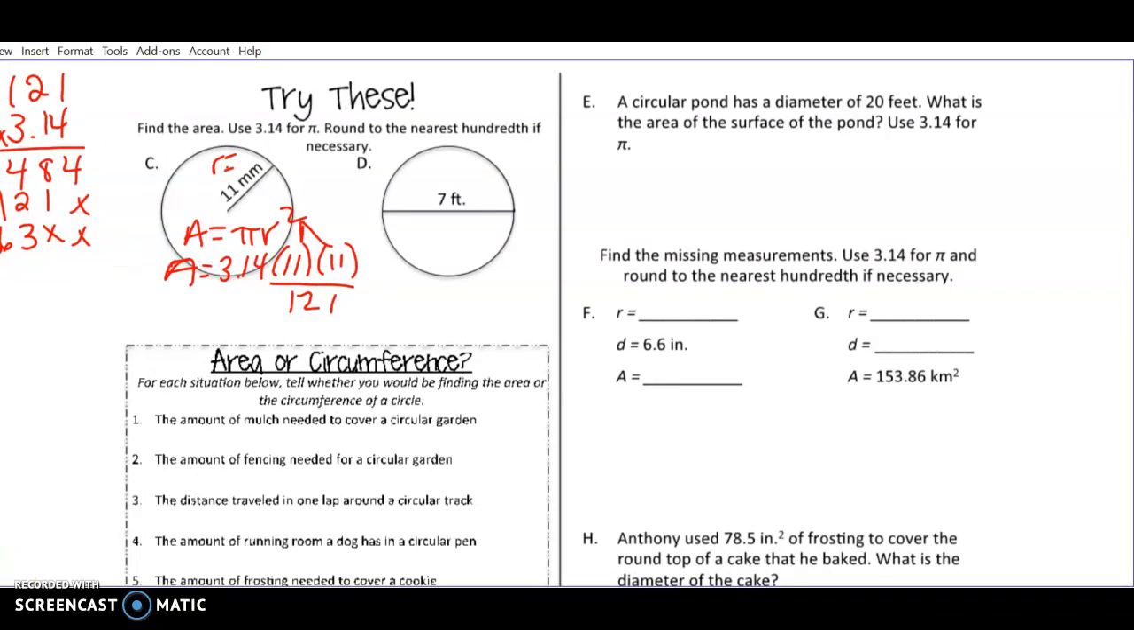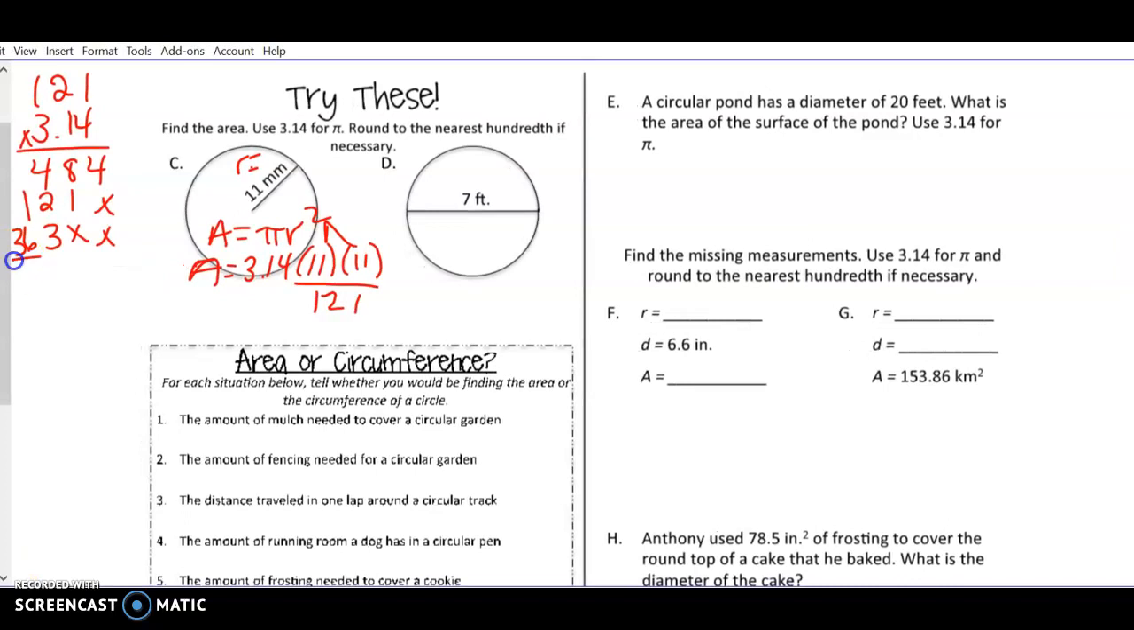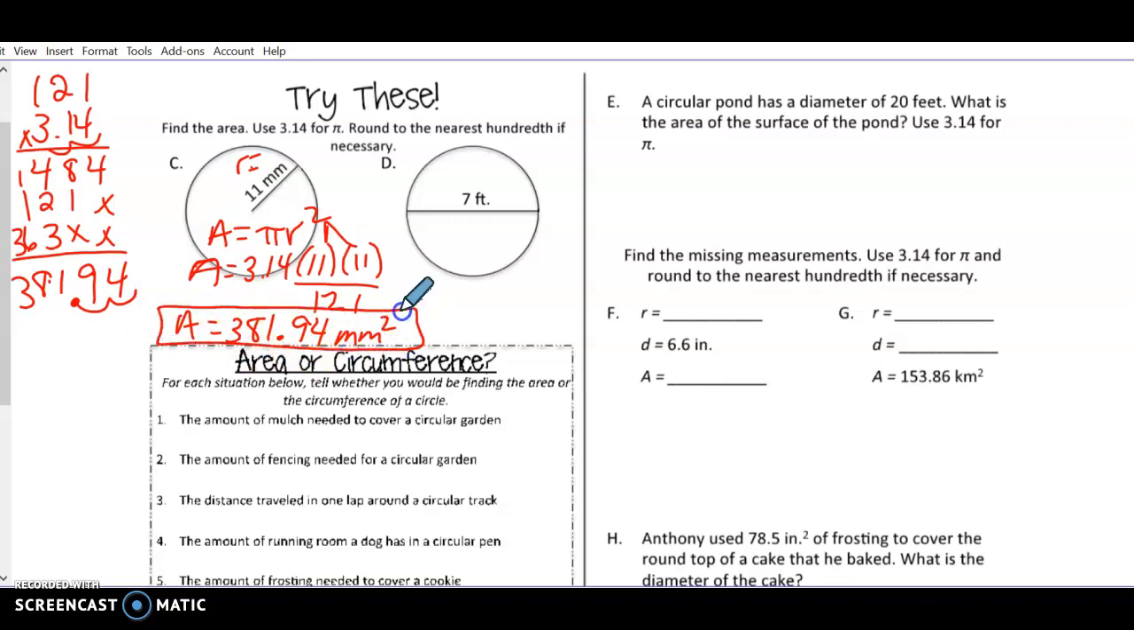My screen moved. There we go. So 4, 9, 8, 9, 10, 11, 8 and 3, 1, 2, 1, 2. So the area here is 381.94 millimeters squared. Okay. You can try letter D here.